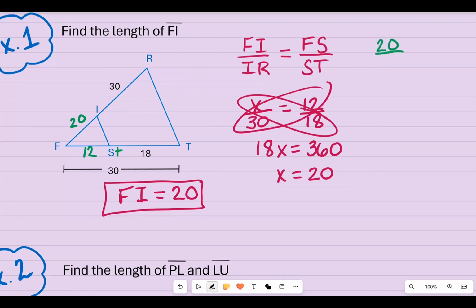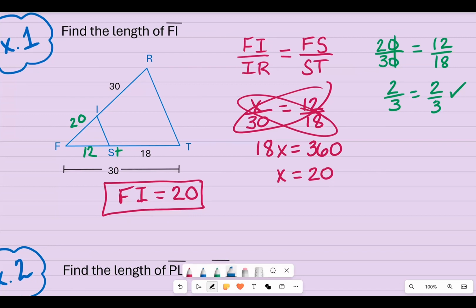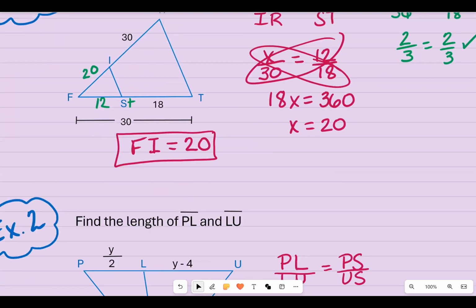So FI is 20, IR is 30. Set that equal to FS, which is 12, and ST, which is 18. Now if I simplify both sides, I see that this is 2 over 3. Dividing both 12 and 18 by 6, I'm going to get that same 2 over 3. So yes, I just verified or proved that these lines shown here are in fact parallel. That's what the converse theorem tells us. Okay, moving on to example 2.